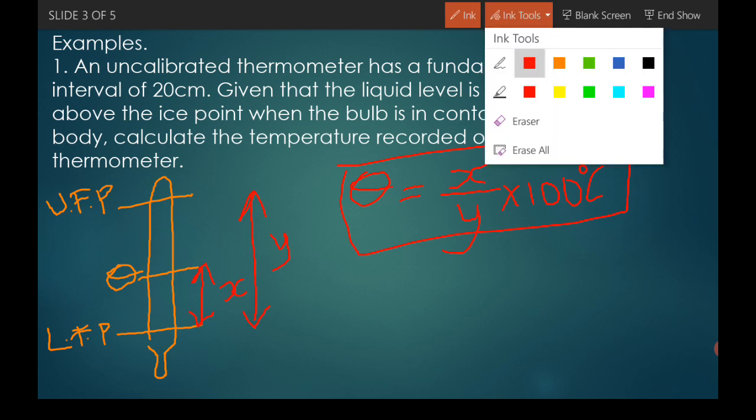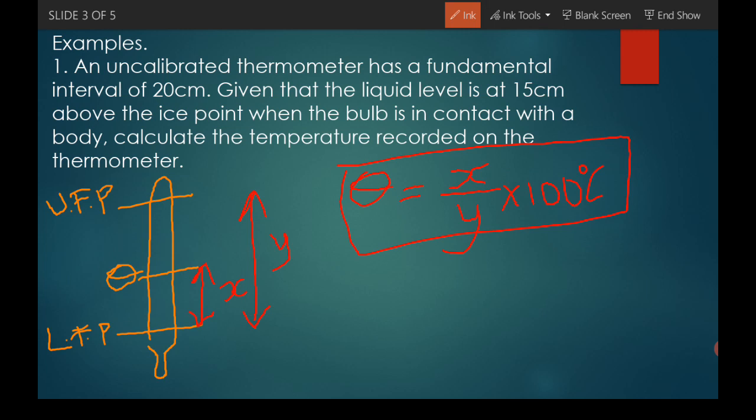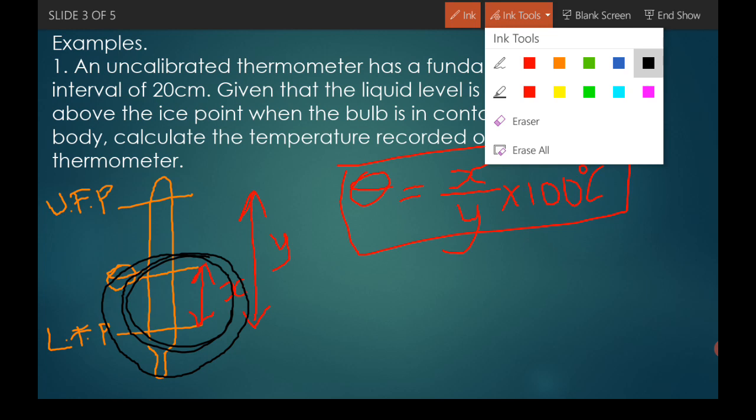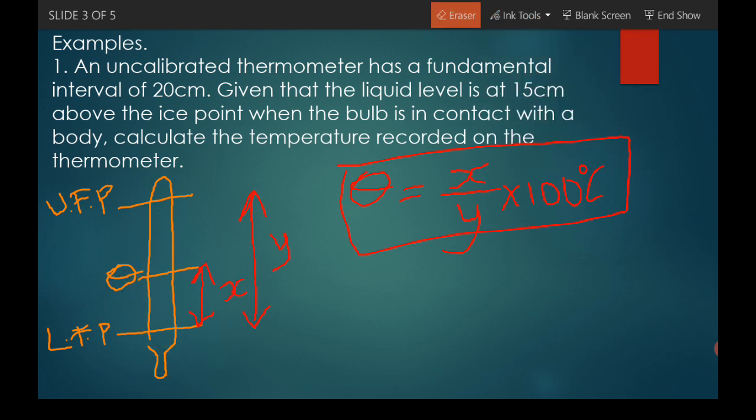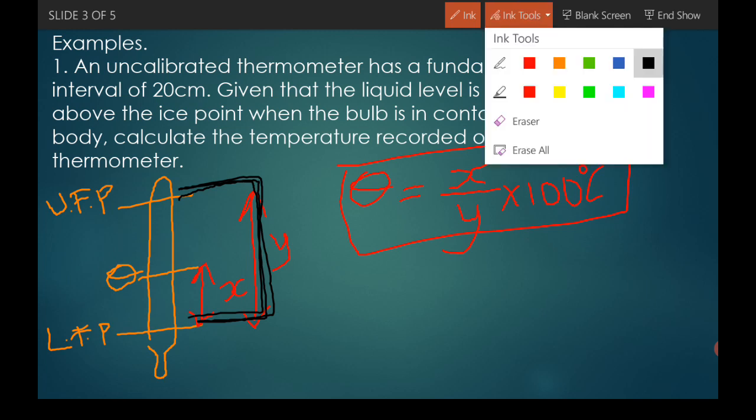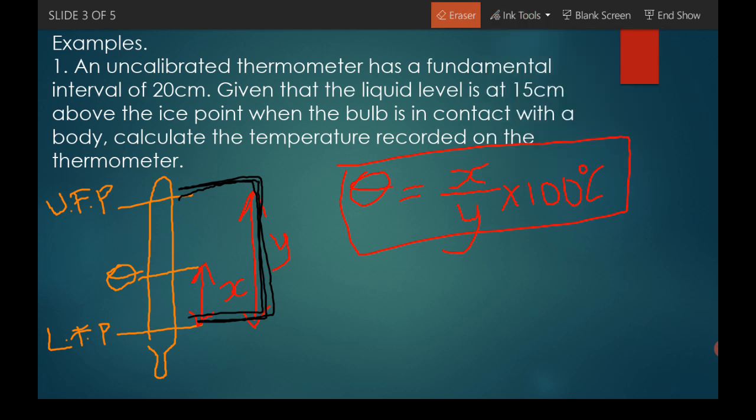Always, I'm emphasizing this, the distance x is the distance between the liquid level and the lower fixed point. And also, the distance y is the distance between the lower fixed point and the upper fixed point. So it is always better that you first calculate for those. Now, with that in mind, let's try to answer our question.